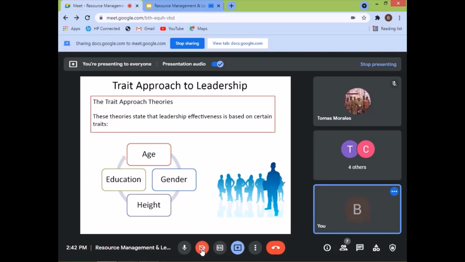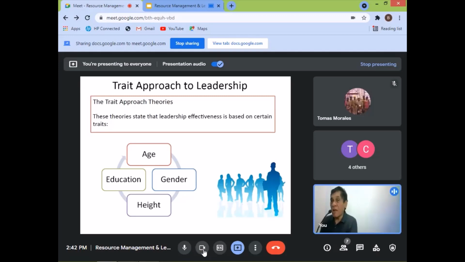in terms of the experience that they have gained through the years, in terms of their wisdom, decision-making skills.